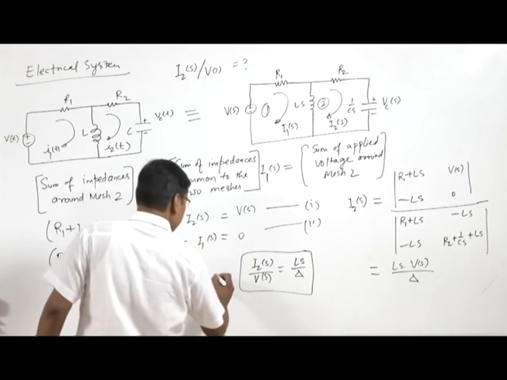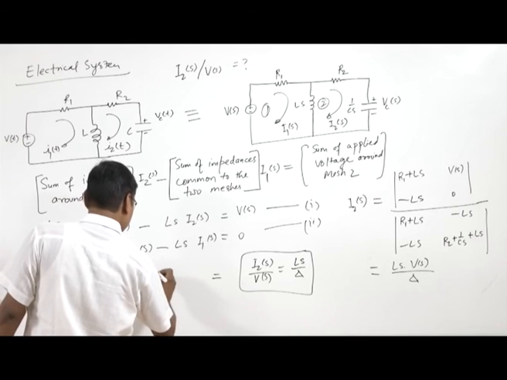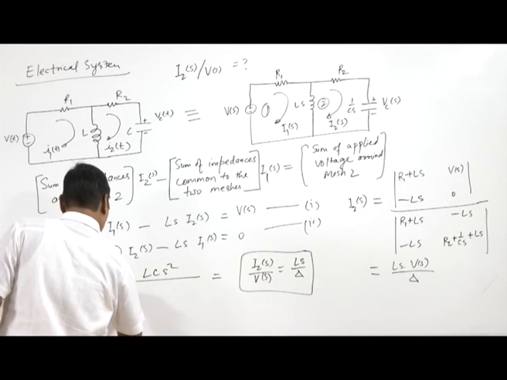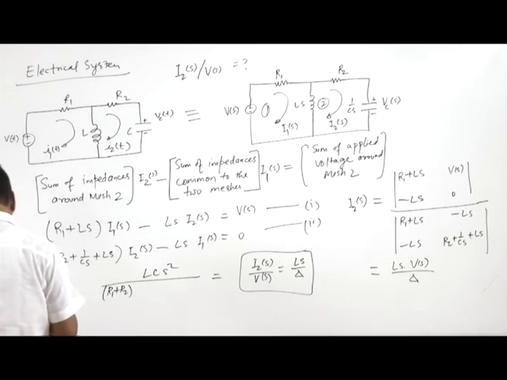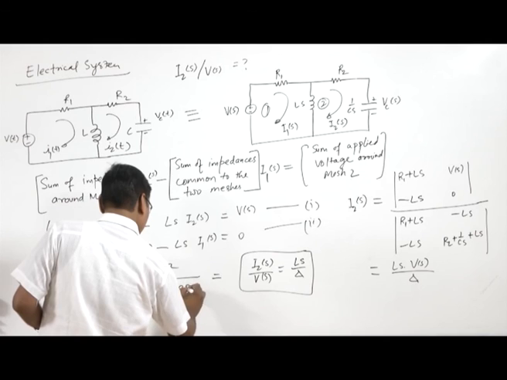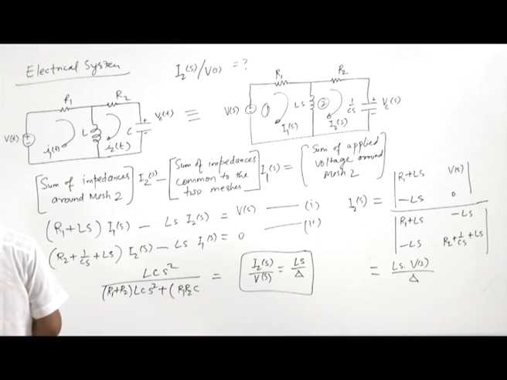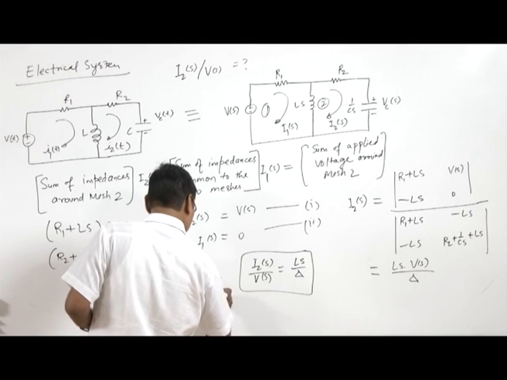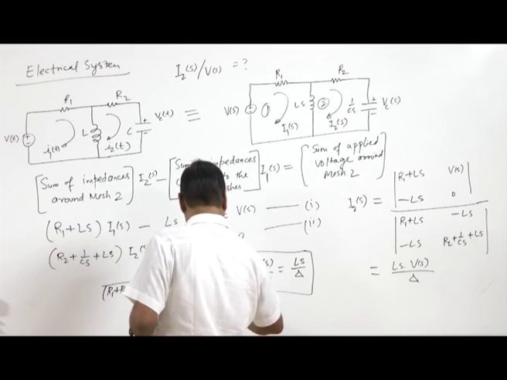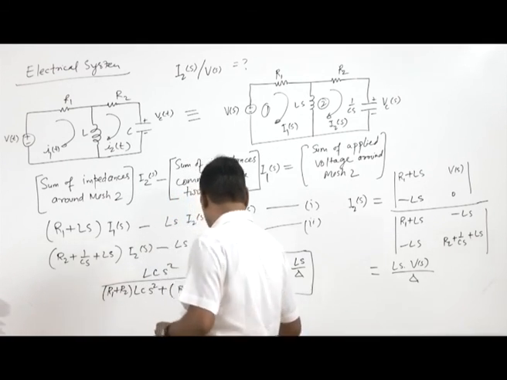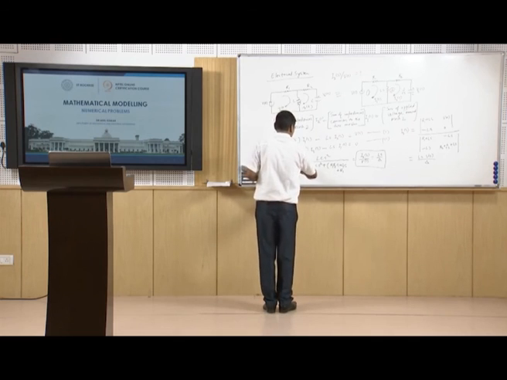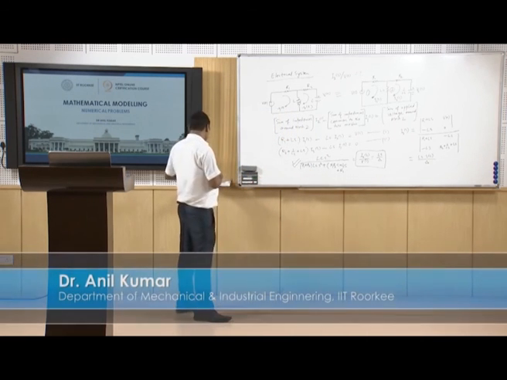When we solve this, we will find LCs square upon (R1 plus R2) LCs square plus (R1 R2 C plus L) s plus R1. So, this is the final transfer function I2s by Vs.